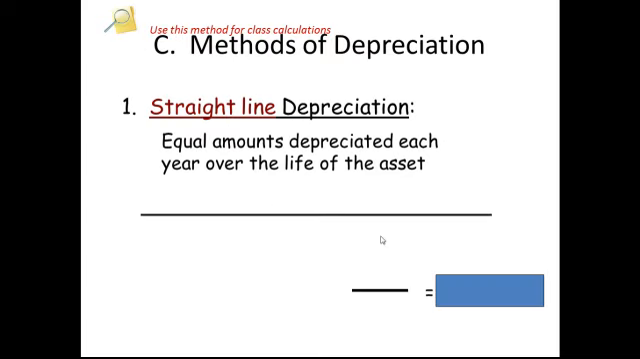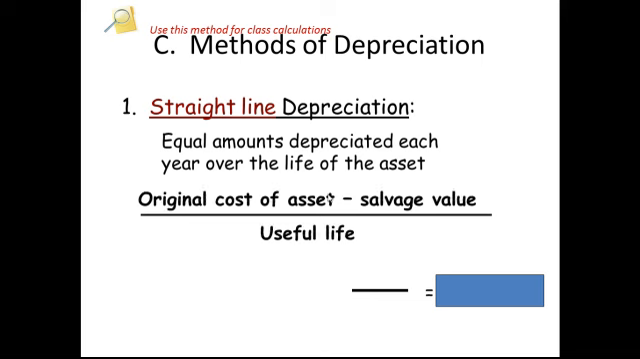The straight line depreciation method is the method we'll use for this class and for all calculations, because it's a very simple, straightforward method without too much complication behind it. Basically, equal amounts of depreciation are taken off each year over the life of the asset. So you set your formula up like this: the original cost of the asset, minus the salvage value that you want to get for it at the end of its life, divided by how long you plan for the useful life to be.